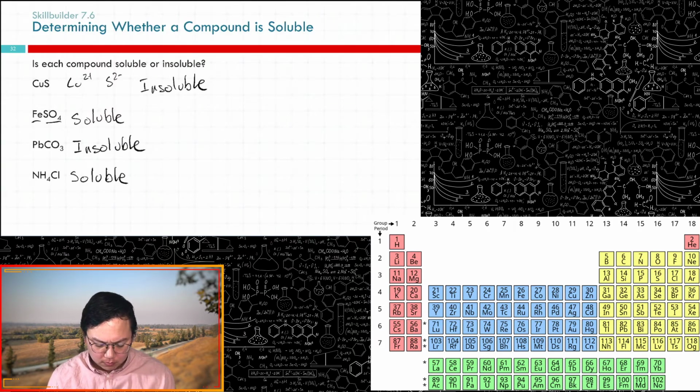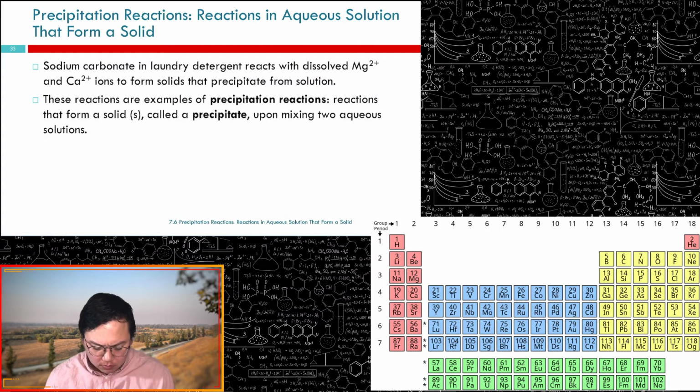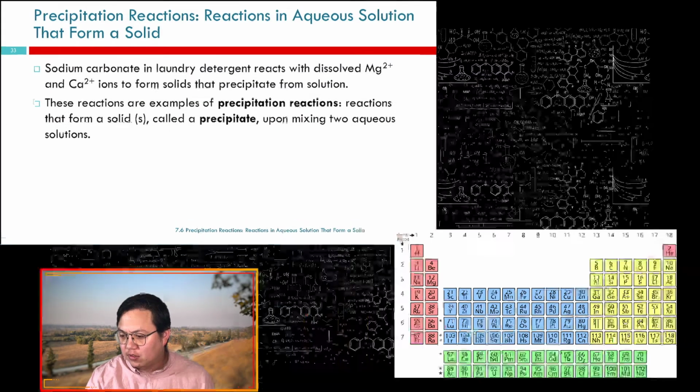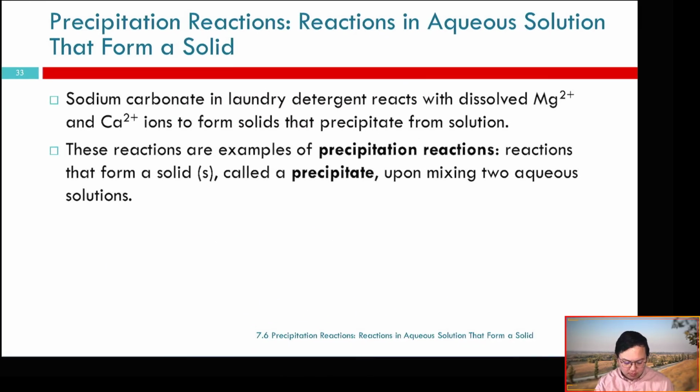Okay. So let's move on then. When we have one of these insoluble compounds, like sodium carbonate in laundry detergent reacting with dissolved magnesium or calcium to form solids that precipitate, these reactions are examples of precipitation reactions. So reactions that form solids. And that solid is called a precipitate. And that's upon mixing two aqueous solutions.